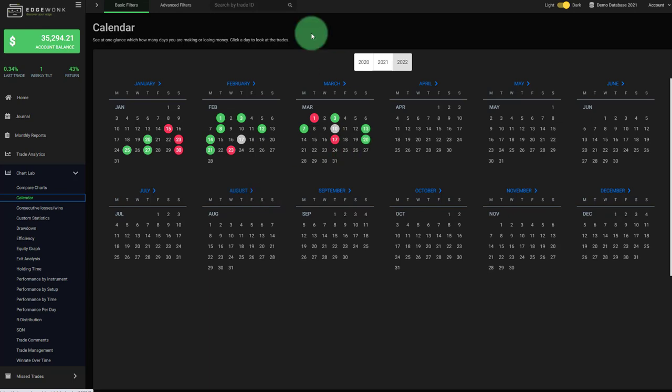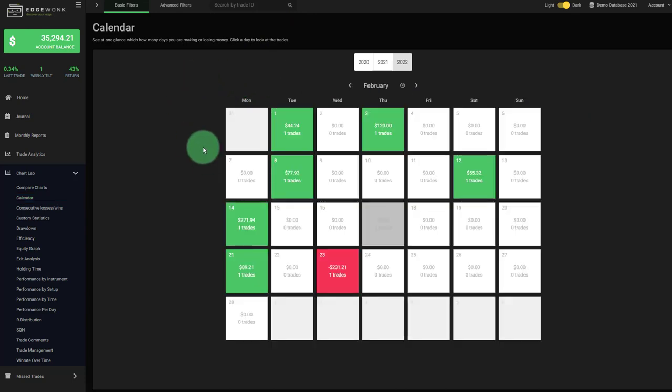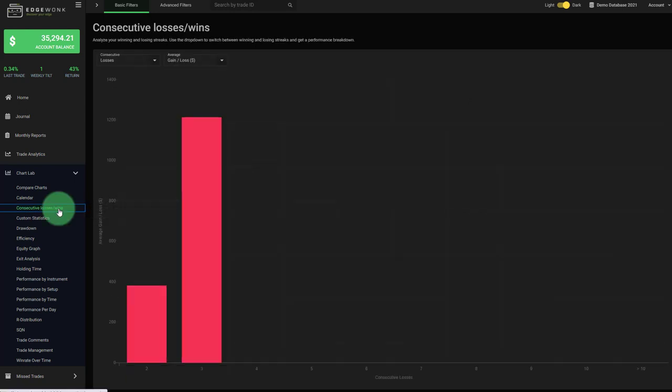If you want to zoom in and get a detailed view, you click on the top here of the calendar title of the month, and then you get a more detailed breakdown. You'll see how many trades were taken on that day, and you'll see the P&L for that given day as well. Consecutive wins and losses is next.